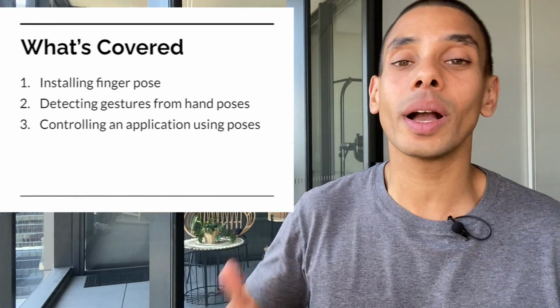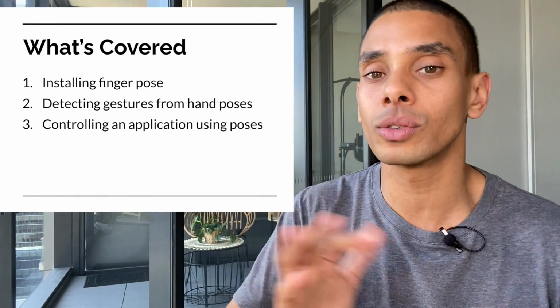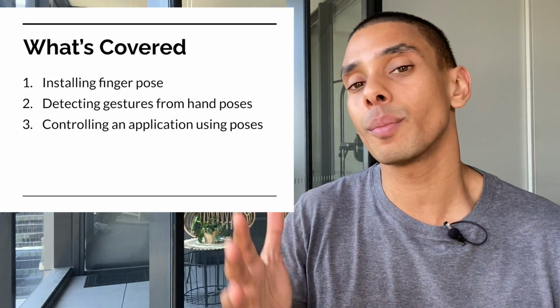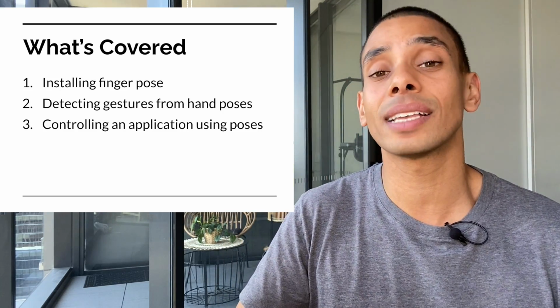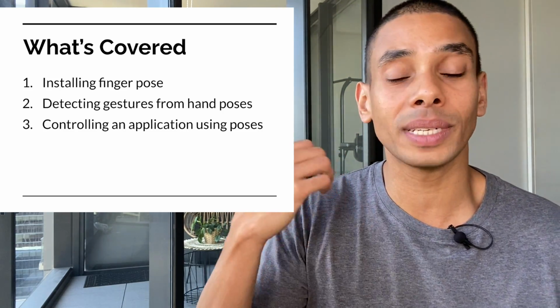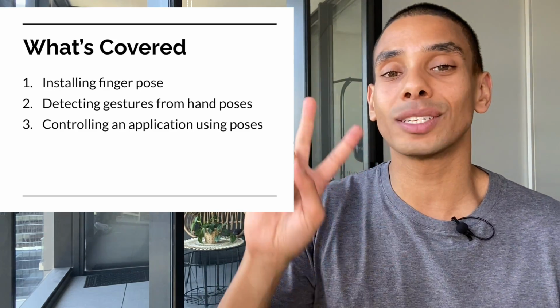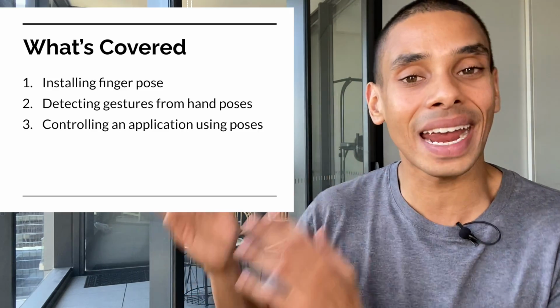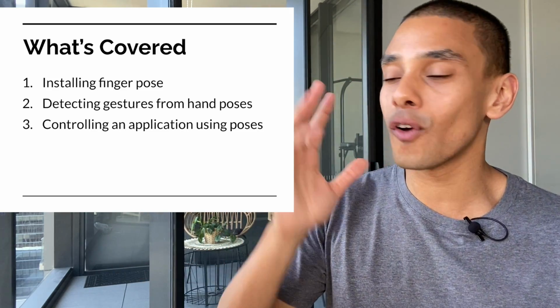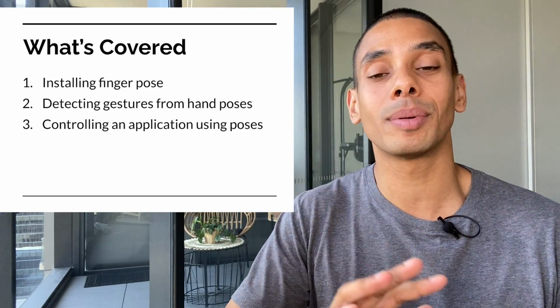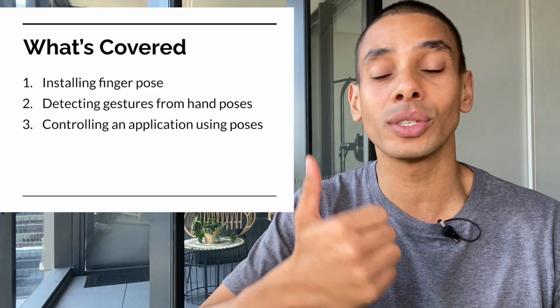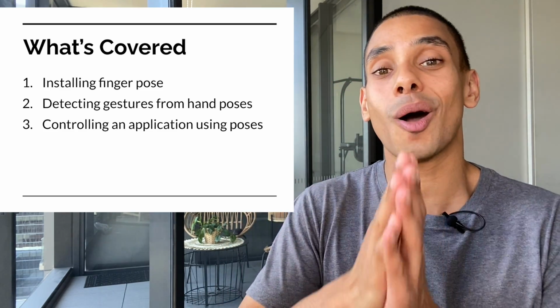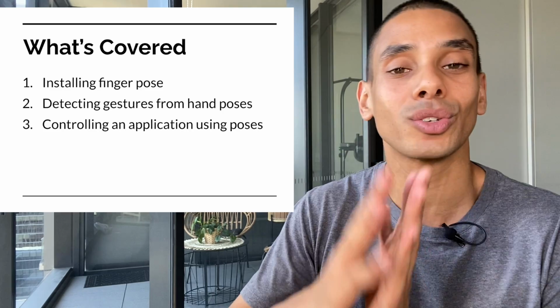So the first thing that we're going to be covering in this video is installing the Fingerpose library. Now, Fingerpose is an awesome library because it allows you to take a hand pose model from Tensorflow.JS and convert that into an actual gesture. So work out what the different gestures that your particular hand is conveying at a point in time. Now, from our Fingerpose model, we're actually going to be able to detect gestures from hand poses in real time. And we're also going to show how you can use that to control your application.